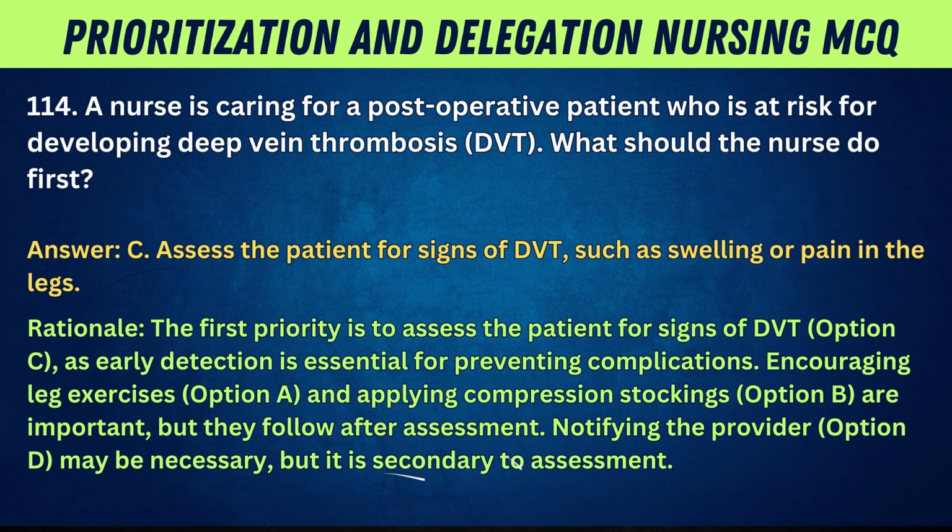Answer. C. Assess the patient for signs of DVT, such as swelling or pain in the legs. Rationale. The first priority is to assess the patient for signs of DVT, option C, as early detection is essential for preventing complications. Encouraging leg exercises, option A, and applying compression stockings, option B, are important, but they follow after assessment. Notifying the provider, option D, may be necessary, but it is secondary to assessment.